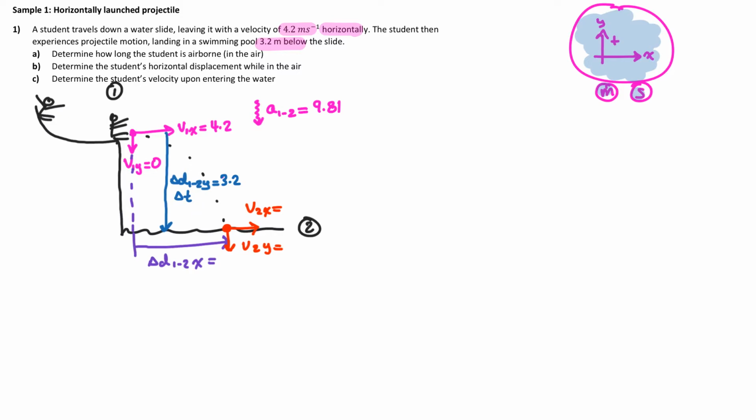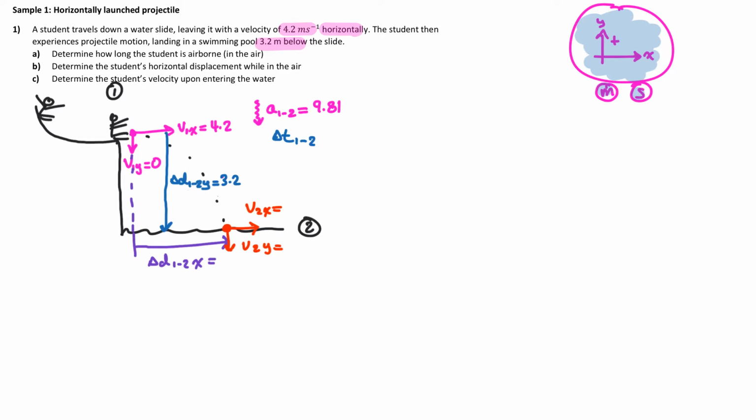And I will also add the time from 1 to 2. I don't know what that is. And for the time, I'm not going to put y or x. The time it takes to go from 1 to 2 is the same. So actually, instead of putting it here, I don't want to make this confusing, I am just going to place it here. The time it takes from 1 to 2.